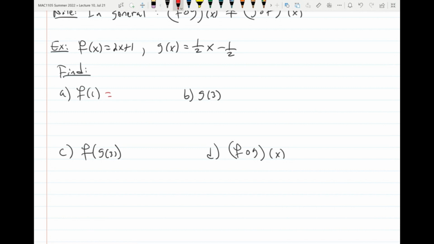So what's the answer to the first one? 3. Good. Everybody okay? All right. What's the answer to the second one? 1. Very good. Let's do a little computation here. When you plug in, you get 3/2 minus 1/2, which is 2/2, which is 1, right? Okay. Now what's the answer to the third one, to C?